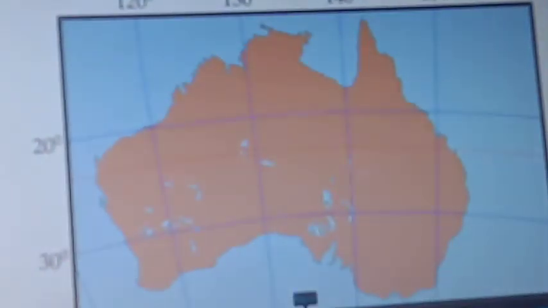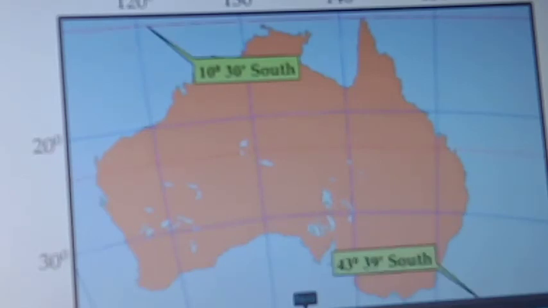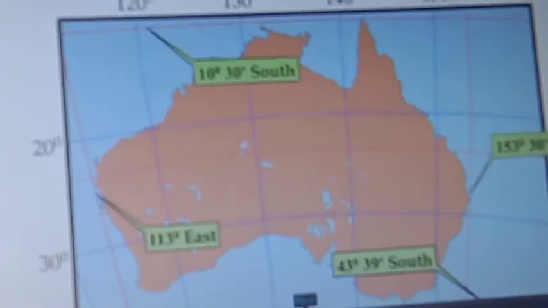Similarly, to determine the extent of a region, two parallels and meridians at the extreme ends of the region are taken into consideration. For example, let us consider the extent of the continent of Australia. The Australian continent lies between 10 degree 30 minutes south to 43 degree 39 minutes south latitude and 113 degree east to 153 degree 30 minutes east longitude.